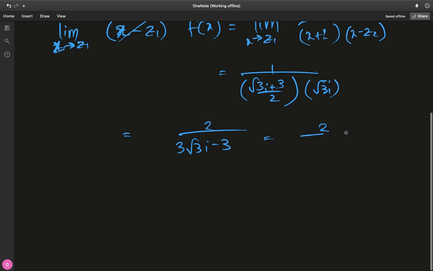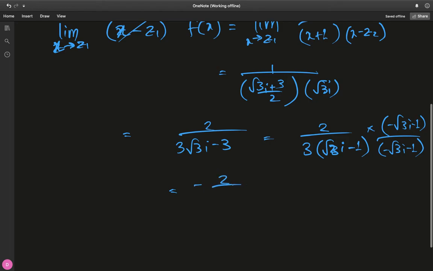So we can basically factor out a 3. We have 2 over 3 times square root 3i minus 1. Let's multiply and divide by the complex conjugate of this, which is minus square root 3i minus 1, giving us basically 4 in the denominator, and a minus we can pull out. So minus 2 over 3 times 4 and square root 3i plus 1.